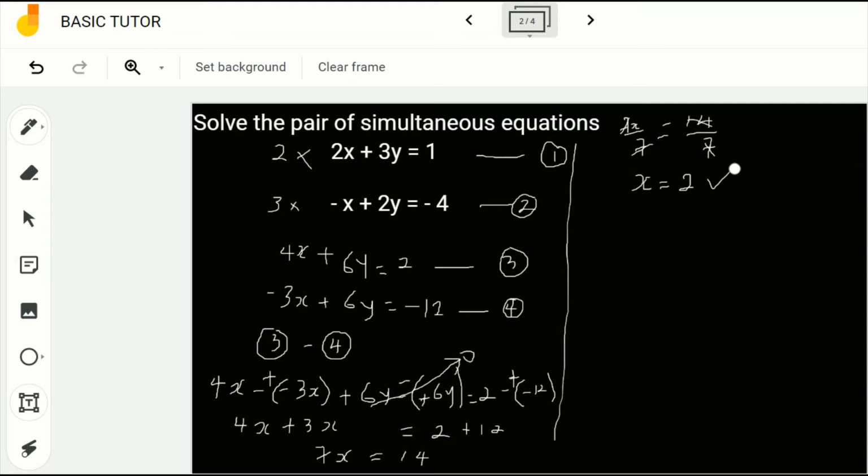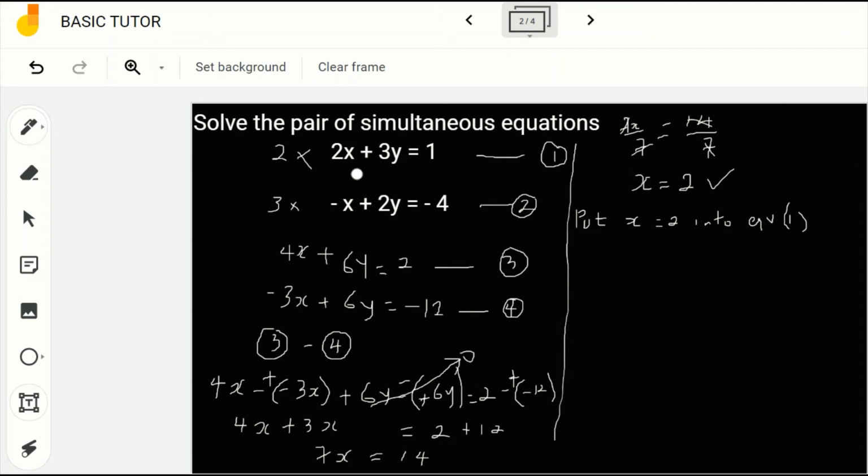What next is to find my y. To find my y, I can put my value for x into any of the 4 equations, and when you do that, you should get the same value for y. So I want to put my value for x into equation 1 to get my y. Therefore, put x equal to 2 into equation 1.